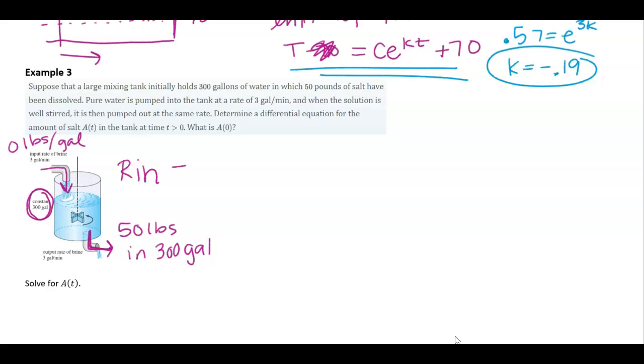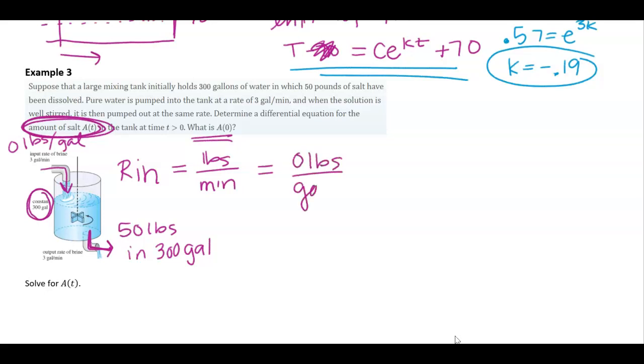So now rate in, and I want to think about rate as amount of salt over time. I want this to be pounds over minutes. Well, if I have 0 pounds per gallon and I multiply that by 3 gallons per minute, then my units are correct. Now I end up having 0 pounds per minute, which makes sense. I don't have any salt going into my tank.